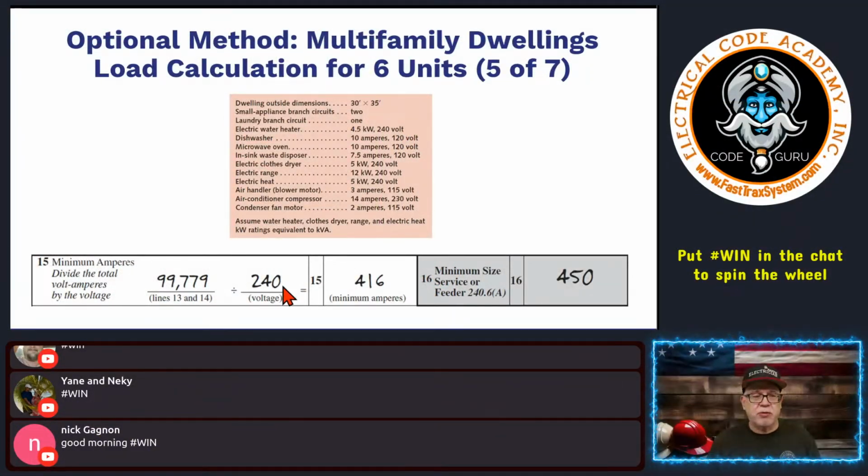Okay, so that 99,779, we're going to divide that by 240. That's our system voltage. Also, somebody asked, will we be working on a three-phase example of this? Yes, in the future, we will be doing it when we shift more towards that type of commercial stuff. In that episode, when I get into my three-phase mode, we're going to be talking about how to do calculations on three-phase services. We're going to be talking about a three-phase building that derives ranges or dryers, a three-wire that's derived from a four-wire three-phase. We're going to show you how to do that in a multifamily.